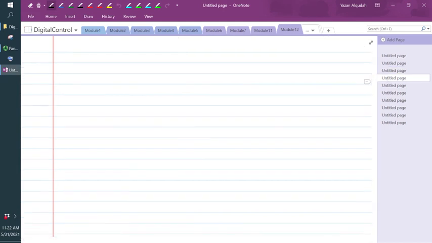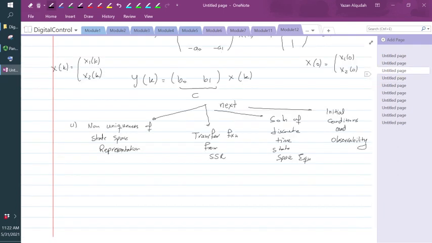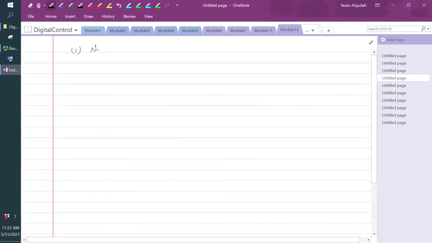Okay, so let's start with the first topic. Let's label these 1, 2, 3, and 4. So let's look at the non-uniqueness of the state space representation. Of course, this applies to discrete time systems, and it also applies to continuous time systems.